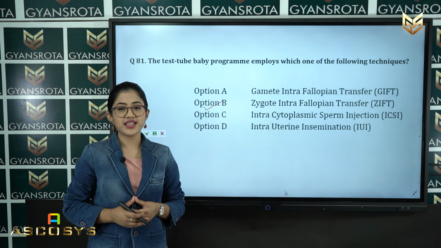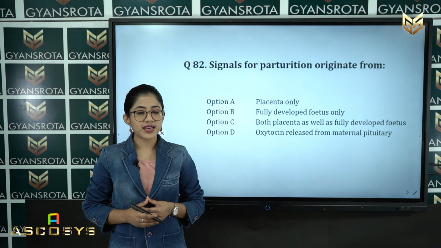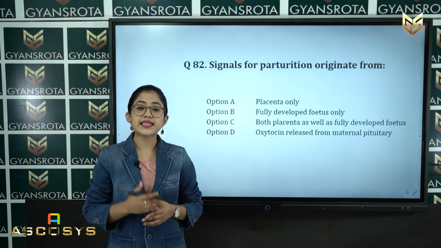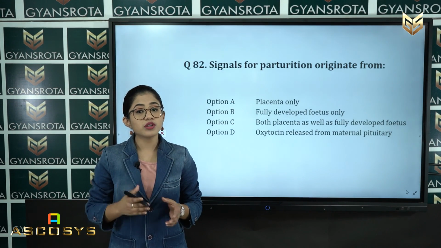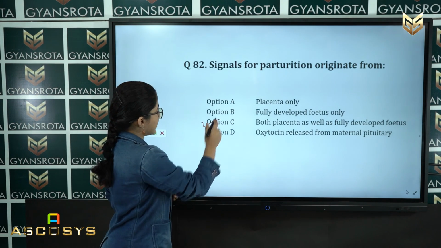Now, let us see the next question, that is question number 82. Signals for parturition originate from. Option A, placenta only. Option B, fully developed fetus only. Option C, both placenta as well as fully developed fetus. Option D, oxytocin released from maternal pituitary. So, student, in the chapter human reproduction, we have discussed parturition. So, the signals for parturition originate from both the placenta as well as fully developed fetus. That means, option C is the correct answer.